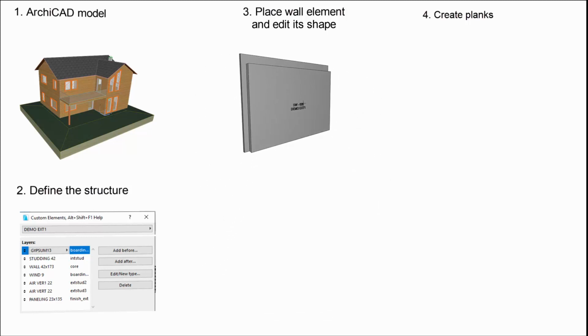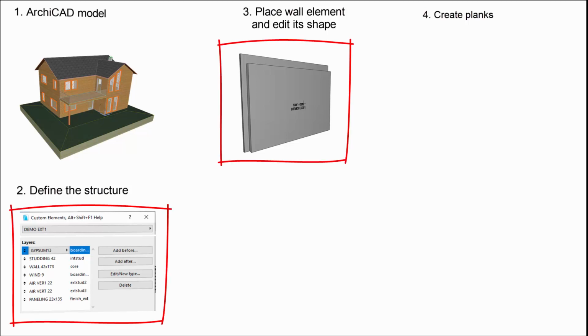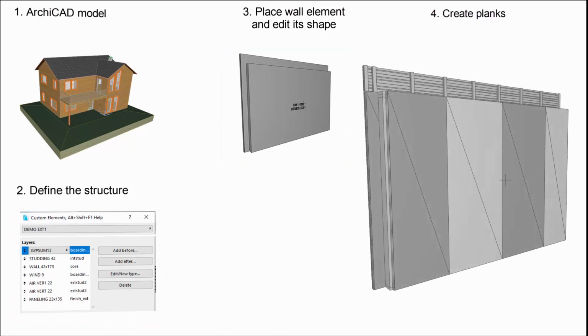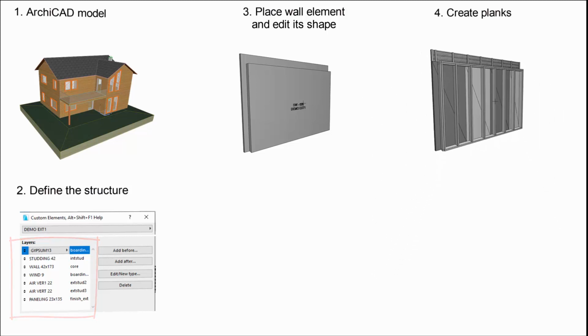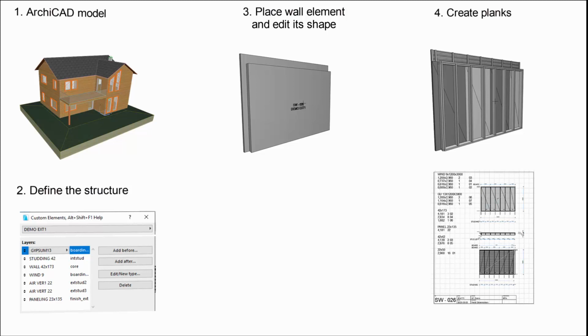Finally, once you are happy with the structure, shape, and other settings of the wall element, it's time to finish the wall by creating planks. This means that ArchiFrame generates a 3D object for every individual plank, stud, and board that was included in the wall structural definition. In addition to the 3D model, ArchiFrame also generates a 2D element elevation of your wall. Now I'll go through each of these 4 steps in a bit more detail.